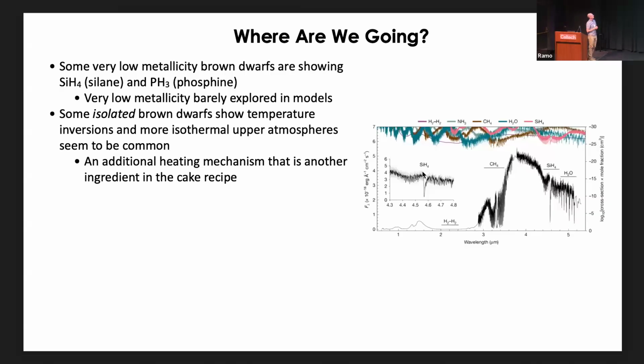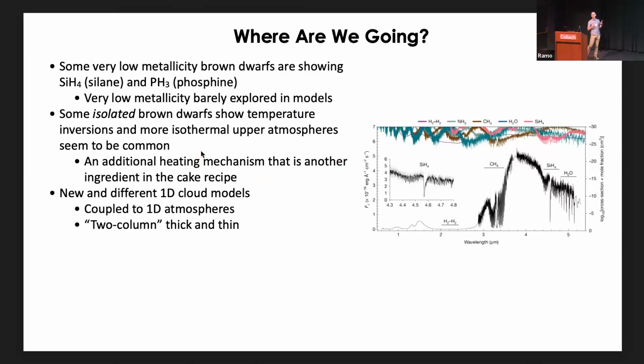Some isolated brown dwarfs are showing temperature inversions. They don't have energy from their star pumping energy into the upper atmosphere, but they have inversions anyway, or they have upper atmospheres that are too warm. That indicates we need additional ingredients in our cake recipe, additional heating in the upper atmosphere.